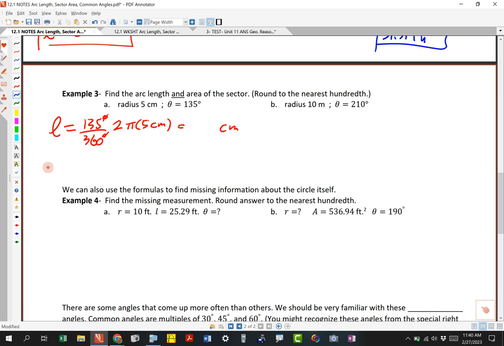Okay, and then we're going to do the area, and I'm going to ask Cy, tell me what the formula is for the area on this one. 3/8, which is the 135 over 360, right? Okay. And then times pi, and then parentheses 5, and then squared. Okay. And it would be centimeters squared, right?